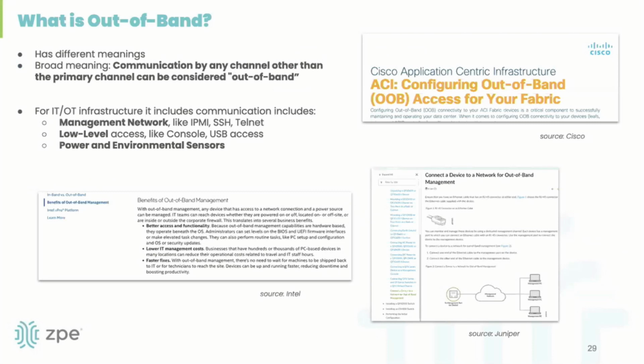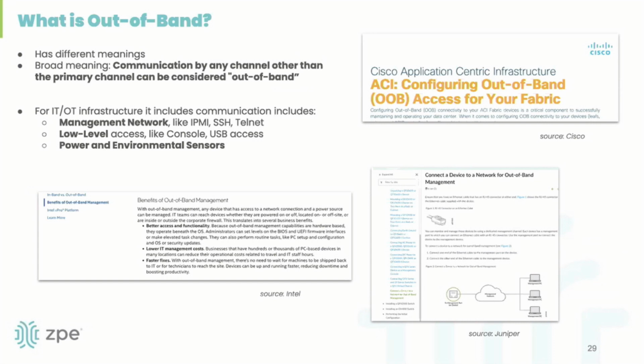Then let me briefly cover what we actually mean by out of band. I was already hearing that a little bit based on the earlier discussions. Really, it depends on which area of the IT space you're in. In general, out of band means communication by a channel which is not your primary channel. So what does that mean?